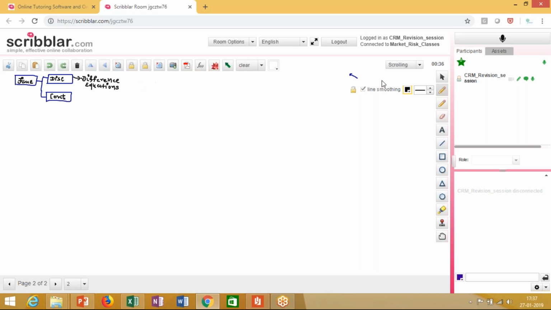Difference equations, right? Now when I talk about difference equations, how do they work? It says yt is equal to yt minus 1 plus 0.2 yt minus 2 and so on, right? So this is what a difference equation is. A difference equation shows that yt is explained as a function of its own lags.